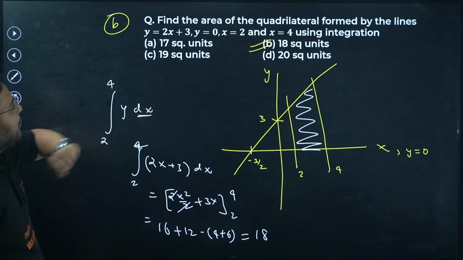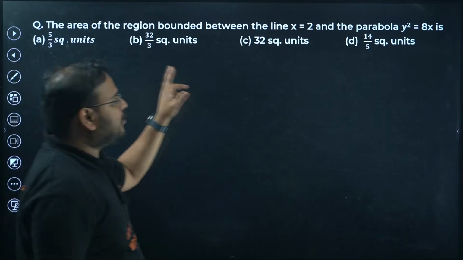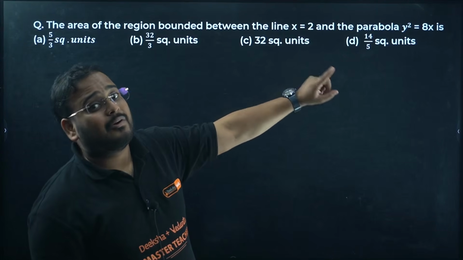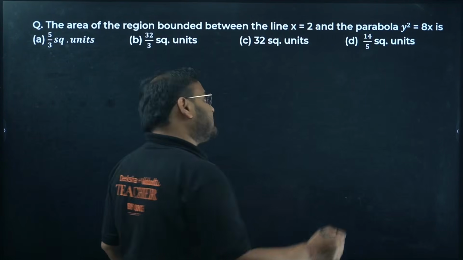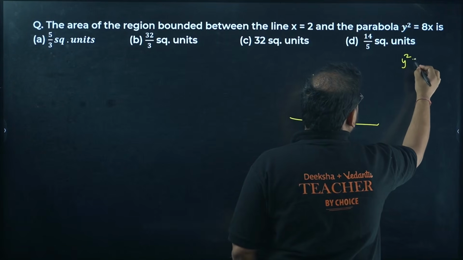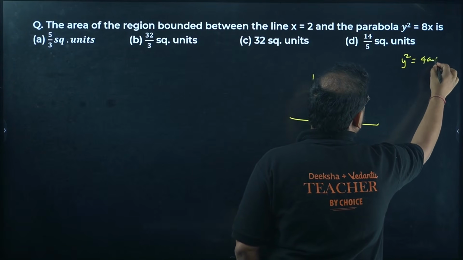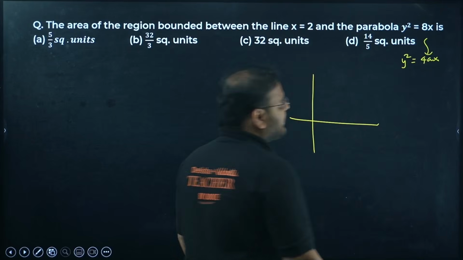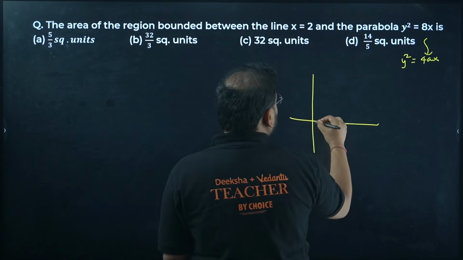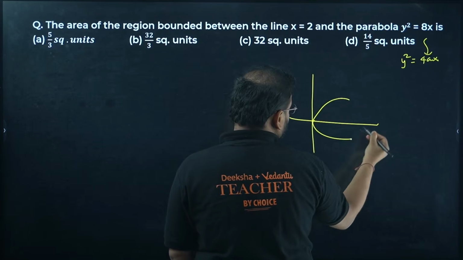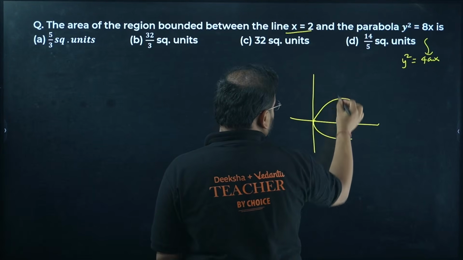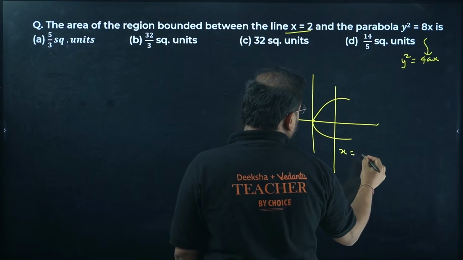Answer is option B. Next one, the combination of a parabola and a line. What is the parabola over here? Y square. Y square means symmetric about x-axis. Is this of the form what? It's of the form y square equals 4ax only. If you remember, a value is in this case 2, of course. It means it is passing through the origin itself. So this is my parabola. Okay, and the line is x equals 2.